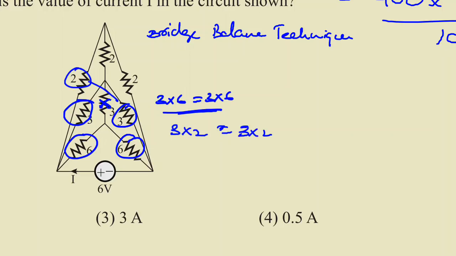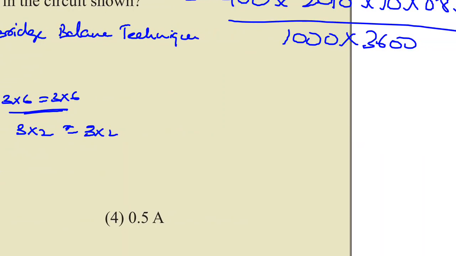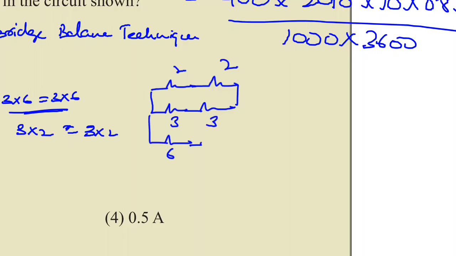So because of this, there will be no current flowing in this element. If you remove this element and draw the equivalent circuit, it will be like this. Here we have a 2 ohm resistor, another 2, in parallel with 3 and 3, and similarly 6 here. Whatever the resistance between these two elements is going to be 0, because the bridge is balanced here.